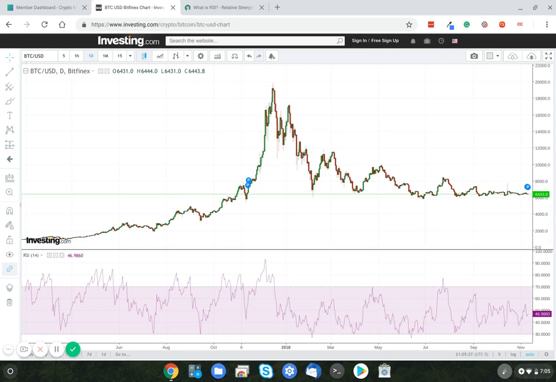So it can tell you, wow, things are moving up super fast. You better get out of this and lock in profits or look for a reversal. But looking historically at Bitcoin, that has not been a great way to trade.